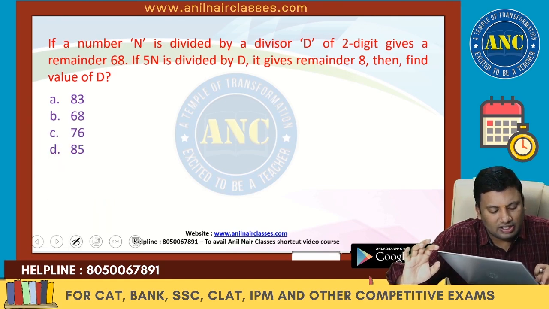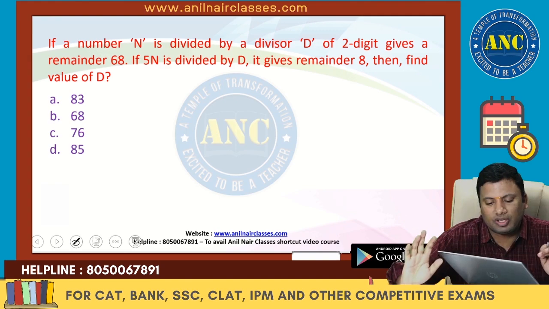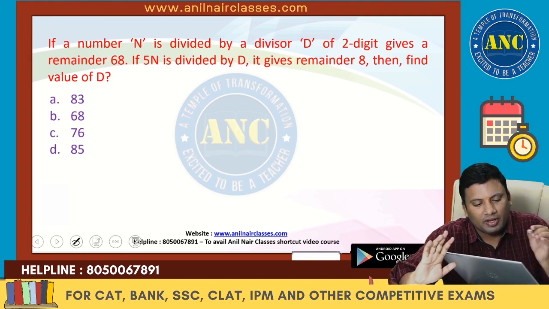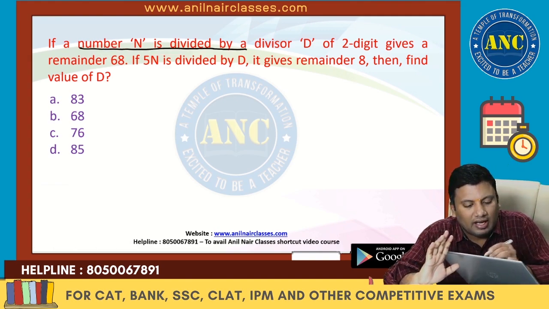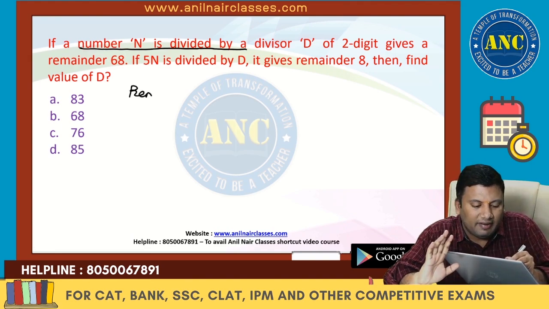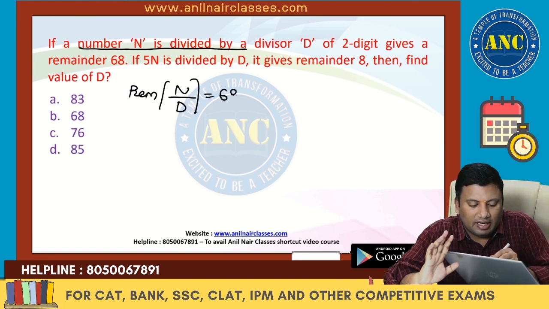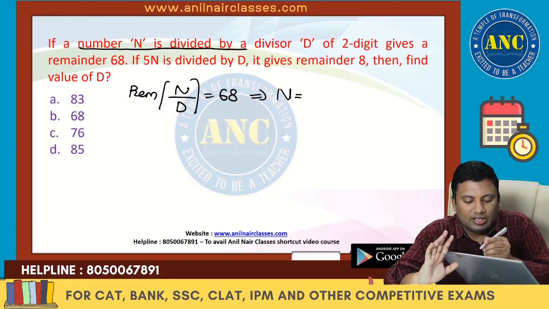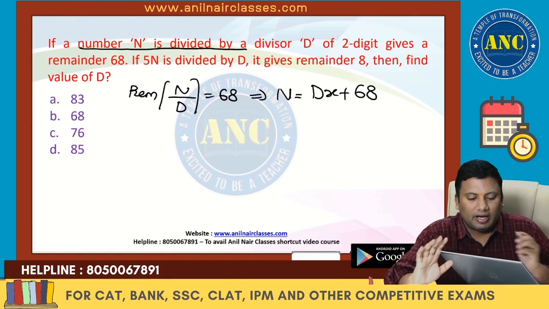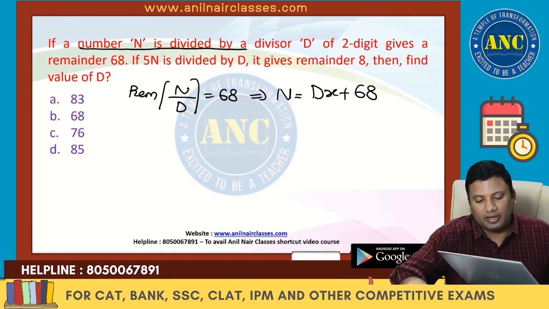These are all easy questions if you convert the question into a mathematical expression. There is a number n. It is divided by a divisor d. It gives a remainder 68. These are nothing but divisor into quotient plus remainder. Dx plus 68.